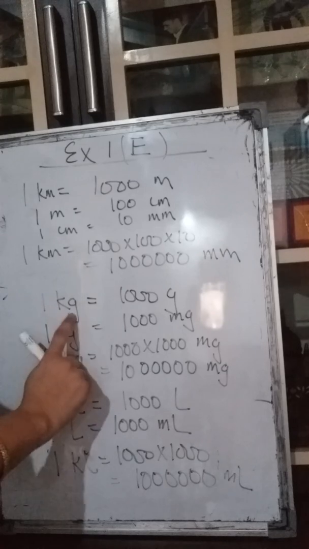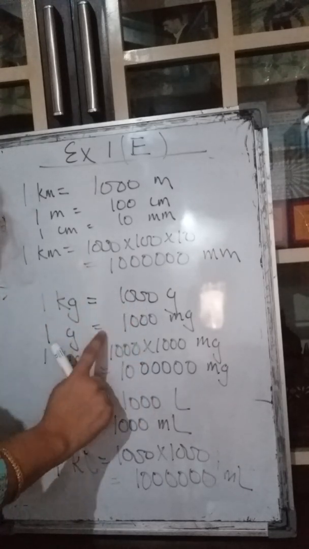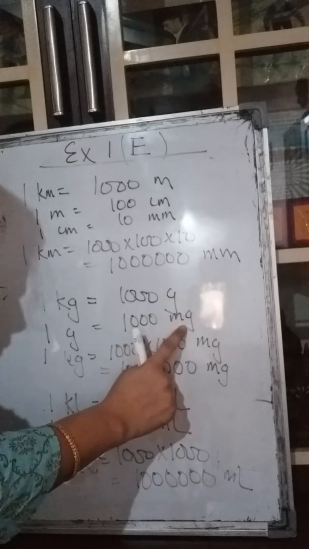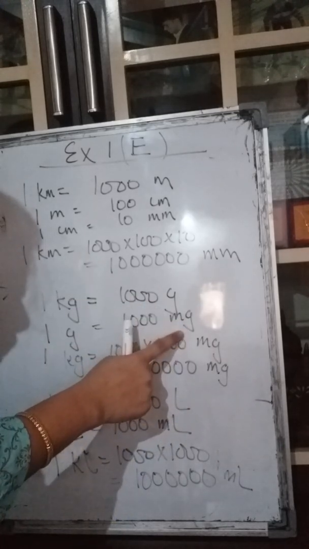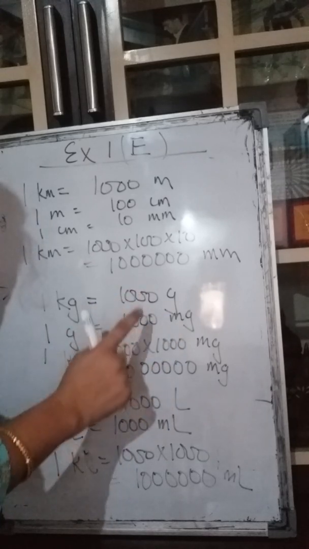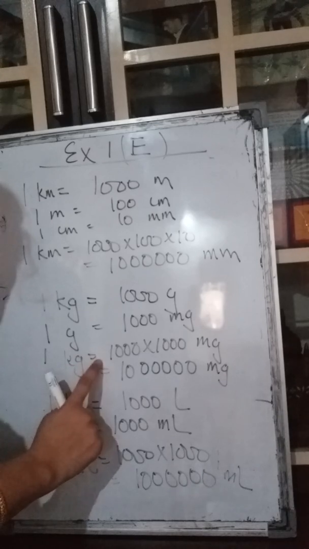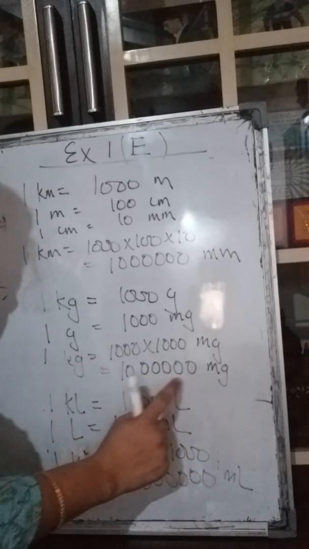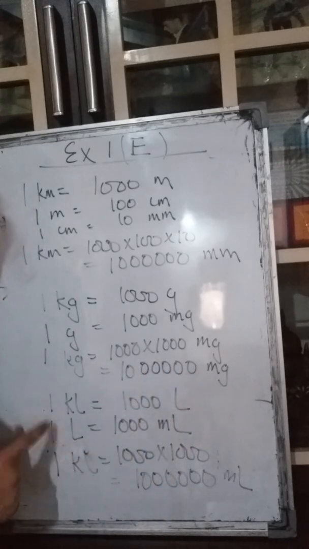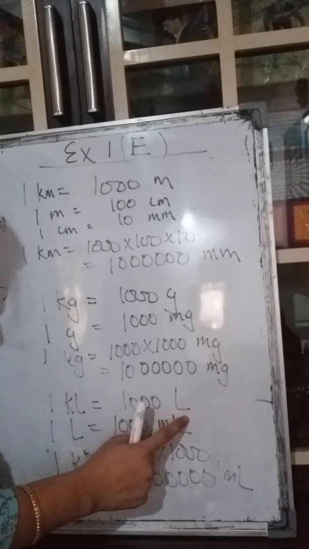Now 1 kilogram is equal to 1000 gram. We know that. 1 gram is equal to 1000 milligram. If we have to convert this kilogram into this milligram, what we will do? This 1000 multiplied by 1000. So 1 kilogram is equal to again 10 lakh milligram. 1 with 6 zeros.